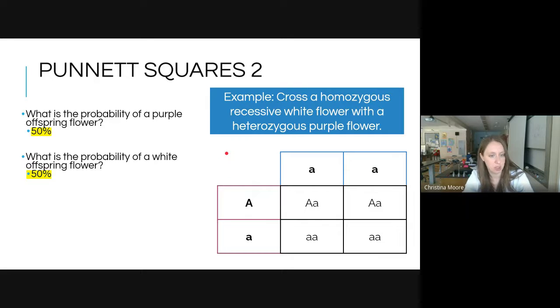Well, let's see. There's a 50% chance of purple offspring. That's because there are 2 genotypes, the 2 heterozygotes, that will lead to the color purple. The recessive, there's 50%. That's because there's 2 genotypes that are homozygous recessive. That is how we can interpret our Punnett squares. You should have both of those answers down your page.